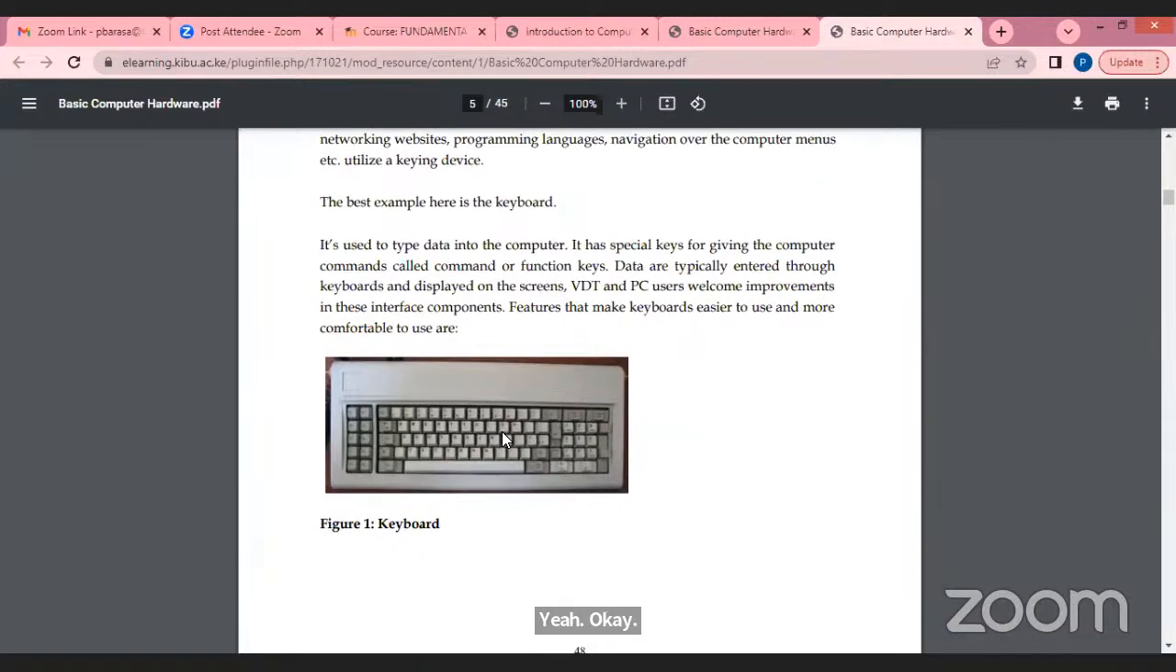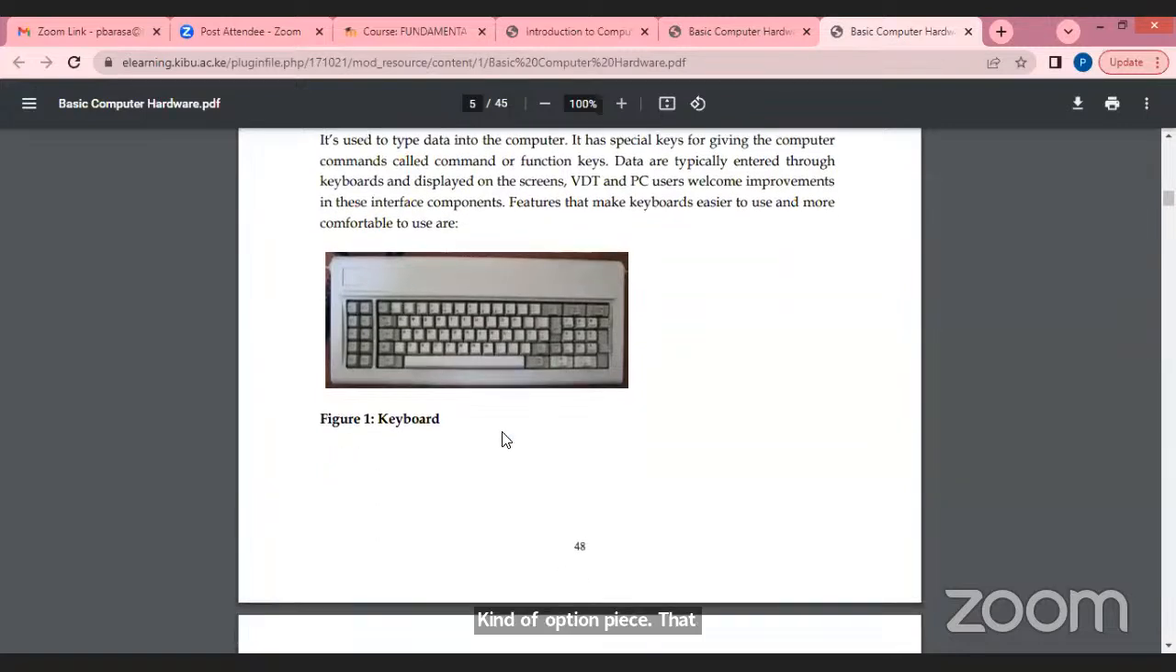The best example here is the keyboard. A keyboard is used to type data into the computer. It has special keys for computer commands called command or function keys. Data are typically entered through keyboards and displayed on the screen. PC users welcome improvements in this interface component, so features that make keyboards easier and more comfortable to use are now common.